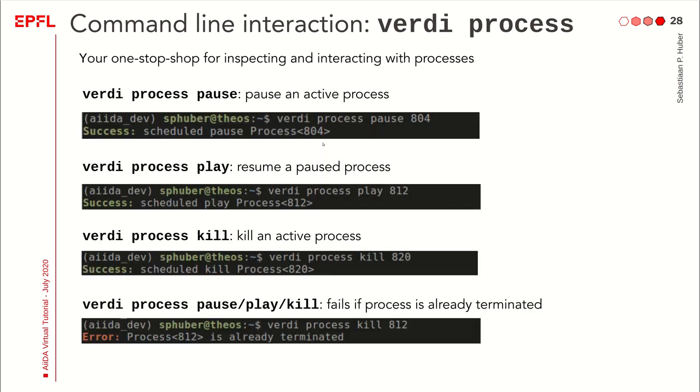Then you can interact with the processes while they're still running. You can decide to pause a certain process should you want to. If a process is paused, you can resume it by calling verdi process play. If it should no longer run, you can kill it with verdi process kill. And remember that this is only possible for active processes; if it's already terminated, it's already stopped, it will return an error that it's already terminated.